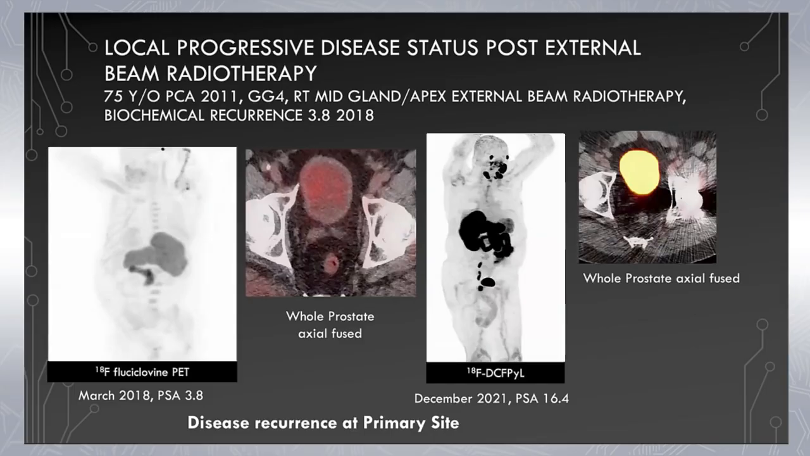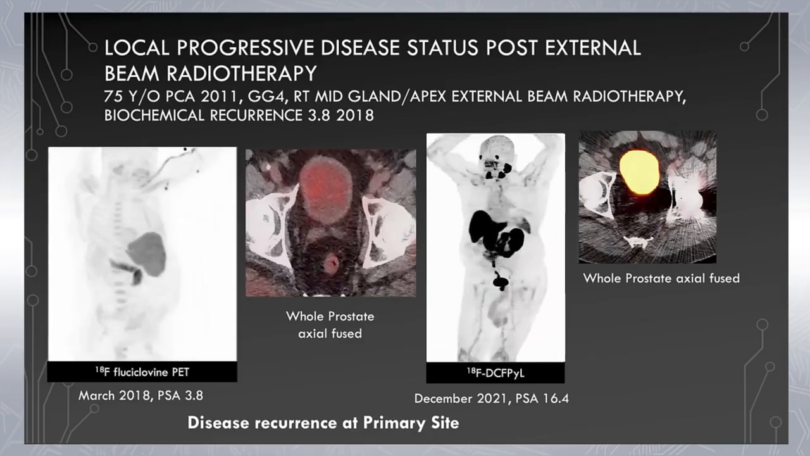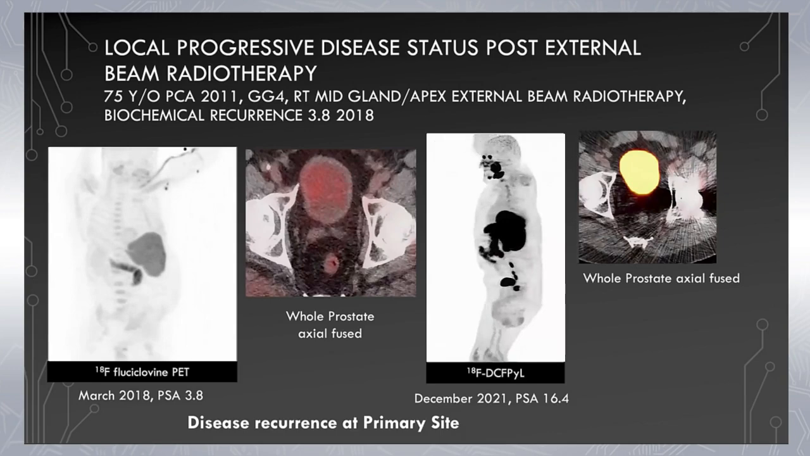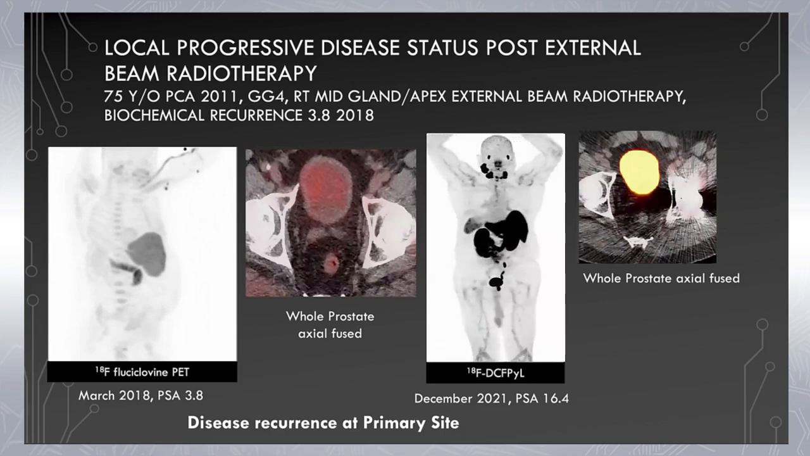Let's look at another case. This is a patient who has local progressive disease, status post external beam radiotherapy. 75-year-old with a history of prostate carcinoma in 2011, Gleason grade group 4, within the right midgland at the apex. Patient underwent external beam radiotherapy, biochemical recurrence, PSA 3.8 in 2018.